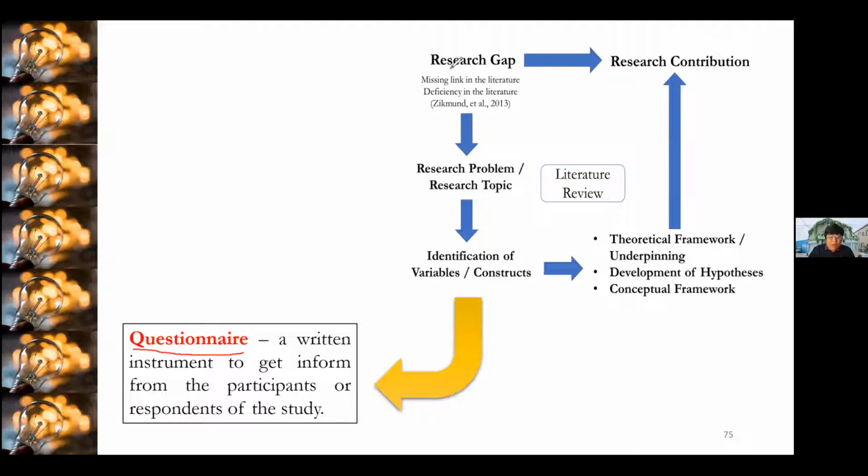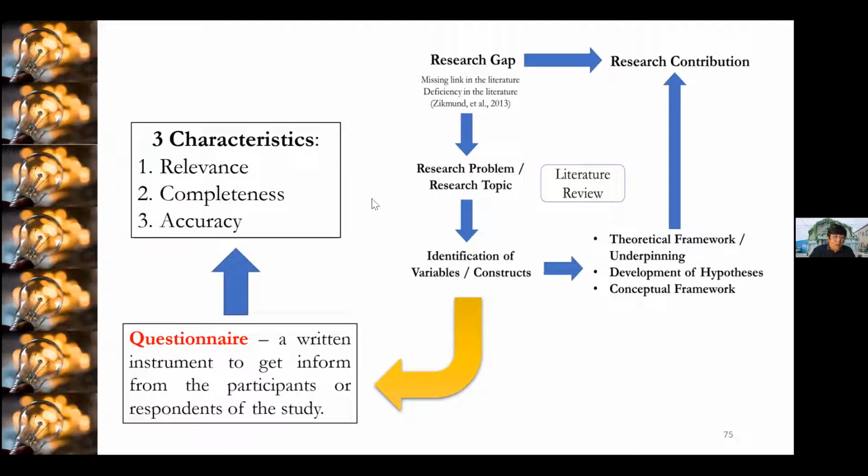Now, our questionnaire should be characterized by three. One, it should be relevant. Number two, it should be complete. And number three, it should be accurate. So these are the three characteristics that we need to establish also in our research instrument.